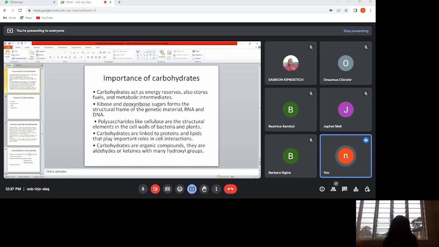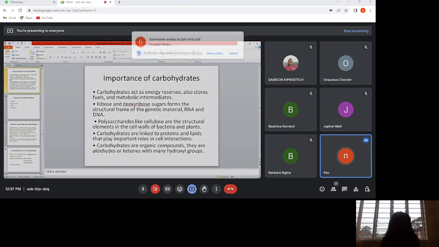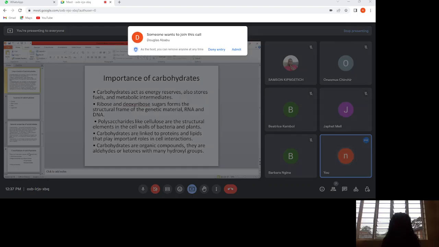We also have another category of carbohydrates, polysaccharides like cellulose, which normally form the structural elements in the cell walls of bacteria and plants. Some carbohydrates are always linked to proteins and lipids, and their role will be to form the cell interactions. And some carbohydrates are also organic compounds. In other words, they are aldehydes or ketones, and they form what we call hydroxyl groups.